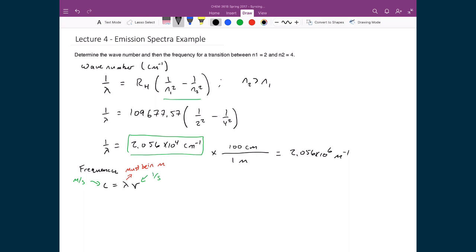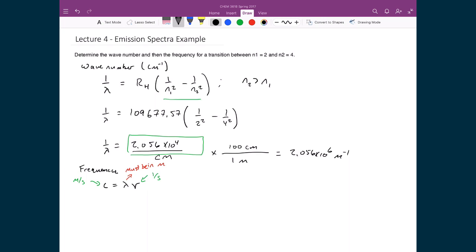And again, the way this unit conversion works, the wave number is in inverse centimeters, and so then I could actually re-express this as 2.056 times 10 to the 4 divided by centimeters. And so when I do this unit conversion, I have centimeters on the bottom in my wave number and centimeters on top, so the centimeters cancel out, and I'm left with inverse meters.